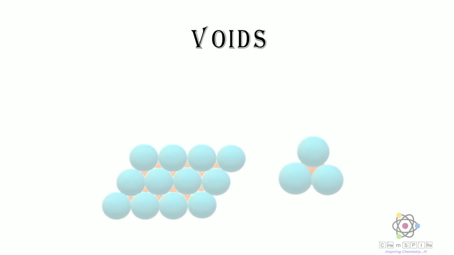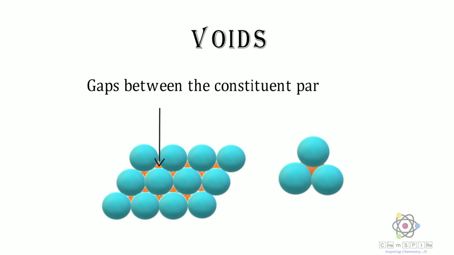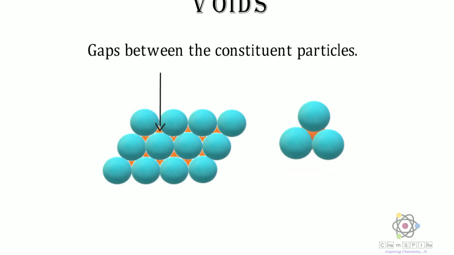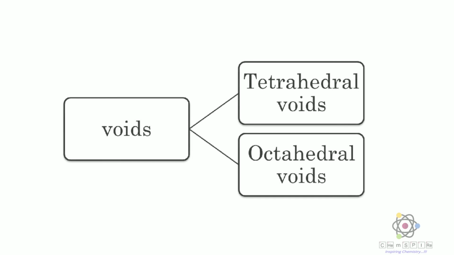Voids. When we arrange layers of constituent particles one above the other, some gaps are formed between them. So these gaps between constituent particles are called voids. Voids are of two types: tetrahedral voids and octahedral voids.